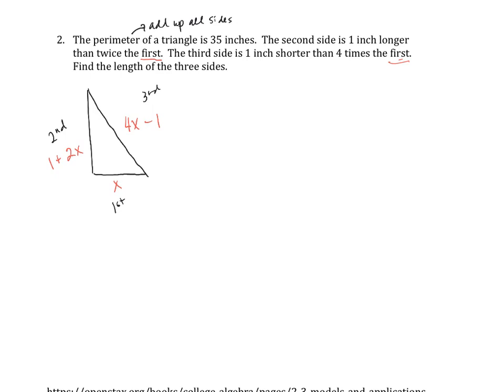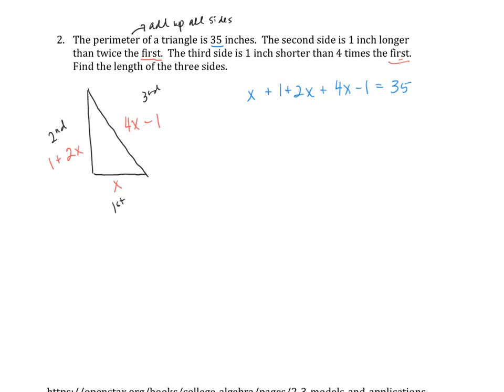Okay, so now we have all of our sides labeled. That's usually the hardest part for students, when they're reading it, trying to figure out how to set it up. So now that we have the sides labeled, we want to add them all together and set it equal to 35 because that was the perimeter. So the first side is x, plus the second side is 1 plus 2x, plus the third side is 4x minus 1, is equal to the perimeter of 35.